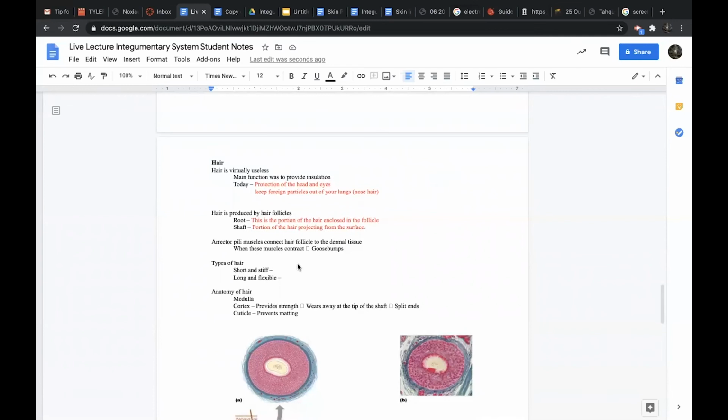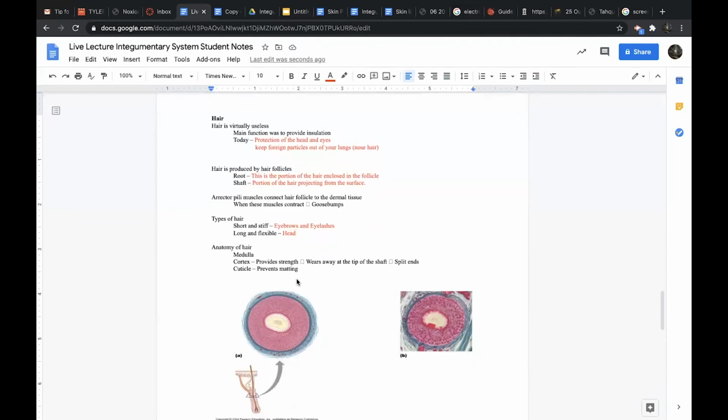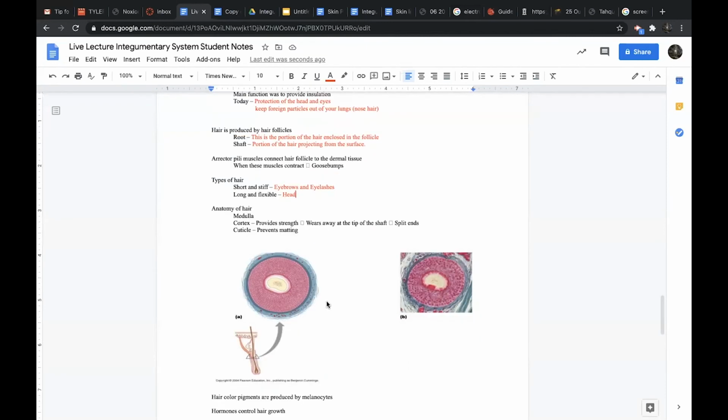Okay, types of hair. We have short and stiff hair. So that's like your eyebrows and eyelashes. Okay. The long and flexible hair is on your head. Okay, the hair all over your body is kind of a hybrid between those two. Okay, the anatomy of a hair. So we have three sections. We have the medulla, the cortex, and the cuticle.